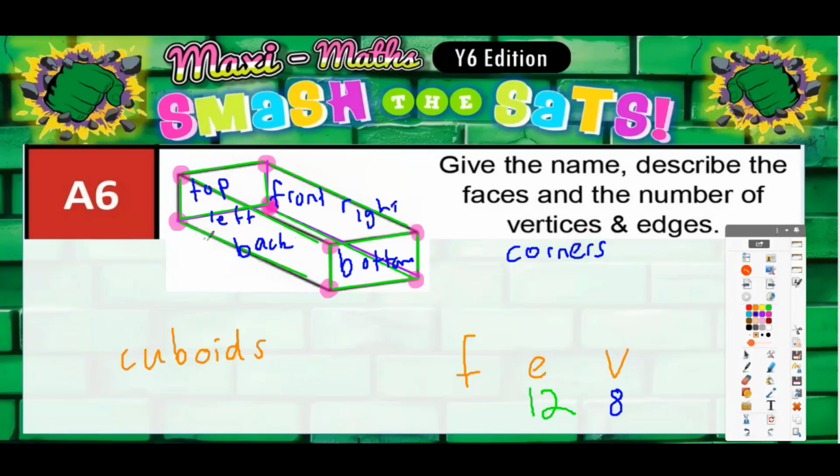So you've got tops opposite the bottom, fronts opposite the back, and left is opposite the right. This is why I've left the faces till last, because it's quite difficult to show that on a 3D drawn shape when it's drawn in the 2-dimensional way. So top and bottom, front and back, left and right, that's going to be 6 faces. So 6 faces, 12 edges, and 8 vertices.